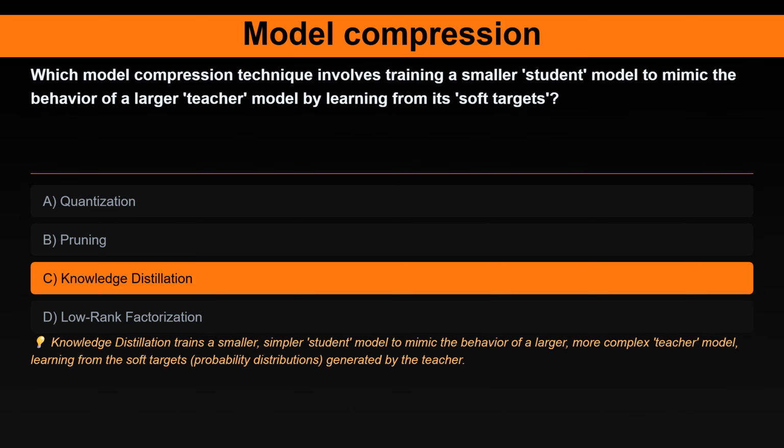The correct answer is knowledge distillation. Here's the explanation. Knowledge distillation trains a smaller, simpler student model to mimic the behavior of a larger, more complex teacher model, learning from the soft targets, probability distributions, generated by the teacher.